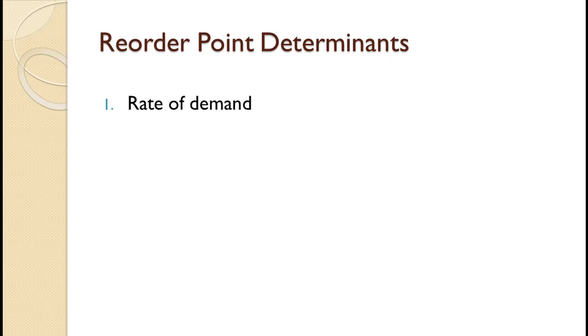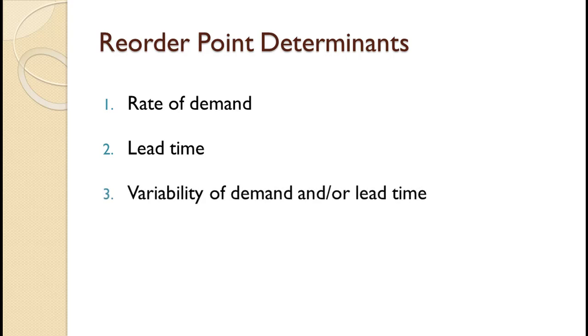1. The rate of demand. Naturally, the faster the rate of demand, the higher the reorder point. 2. The lead time. The lead time is the time it takes to receive an item once it is ordered. The longer the lead time, the higher the reorder point. 3. The variability of either the demand, lead time, or both. The higher the variability, the higher the reorder point.